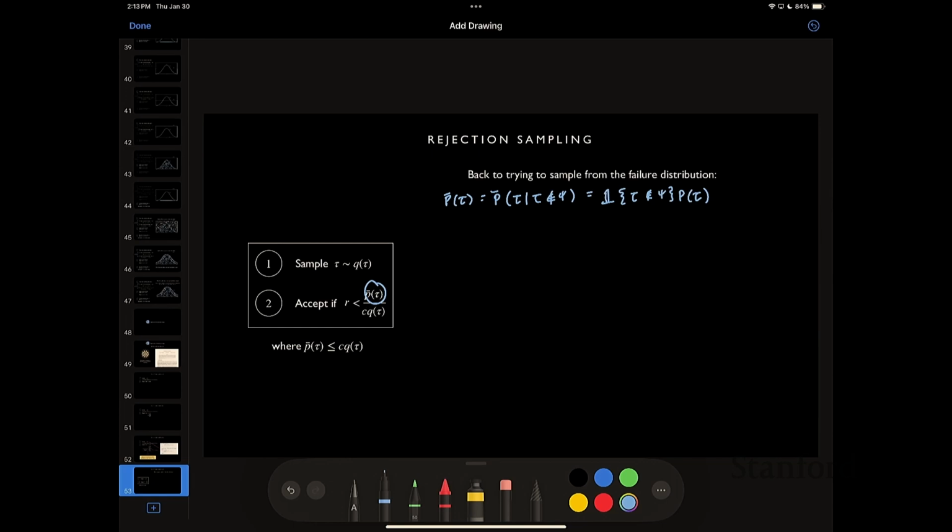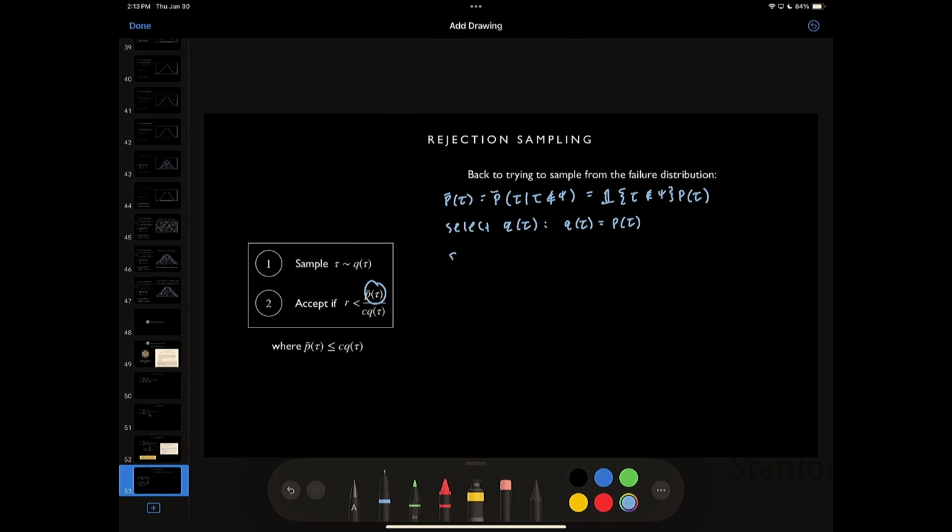Now we need to select a Q of tau. We need to select a proposal. So let's imagine here that we try out the nominal trajectory distribution. So let's just say that Q of tau is the nominal trajectory distribution. We know how to draw samples from the nominal trajectory distribution, we just perform a bunch of rollouts. So we're gonna say Q of tau is equal to P of tau, that's our nominal distribution.